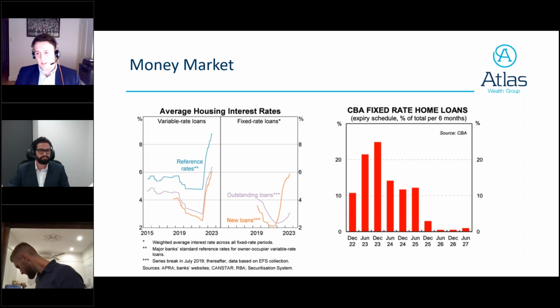And on the right-hand side, I've got a little graph that breaks down the fixed loan portfolio for Commonwealth Bank, the largest lender in Australia. It shows us when they anticipate some of those low rate fixed loans to roll off. You can see the December and June quarters have passed, but the upcoming December period and June and December next year still have quite a large portion of fixed loans to roll off as well.